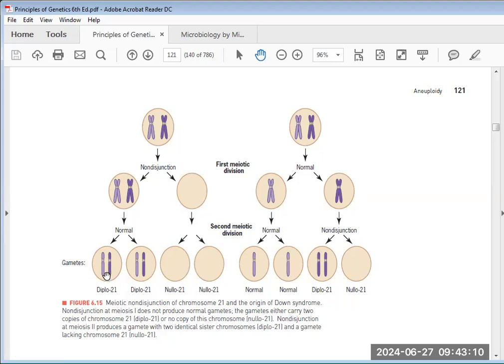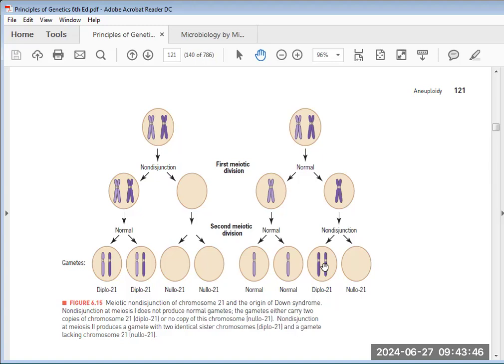If this egg is fertilized by a sperm, the resulting child will be trisomy with trisomy chromosome number 21 and having a disease, which is Down syndrome. Now look at here. This is meiosis 1. This was normal. During meiosis 2, if there is non-disjunction, then this contains an extra chromosome and this lacks a chromosome, this is null 21. And the same would be the case. If this is fertilized by a normal sperm, then Down syndrome will be produced.